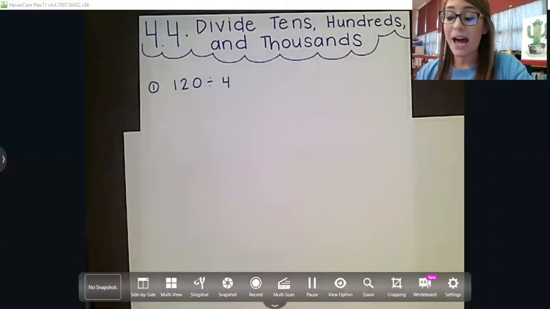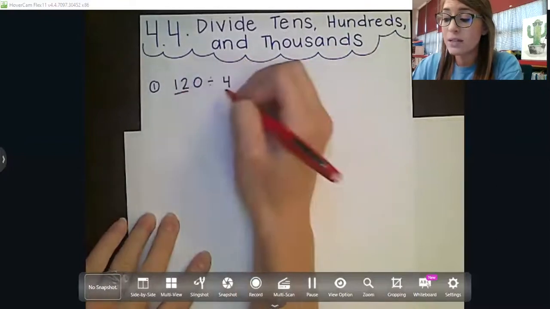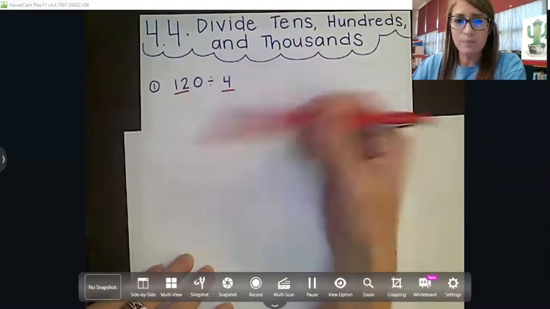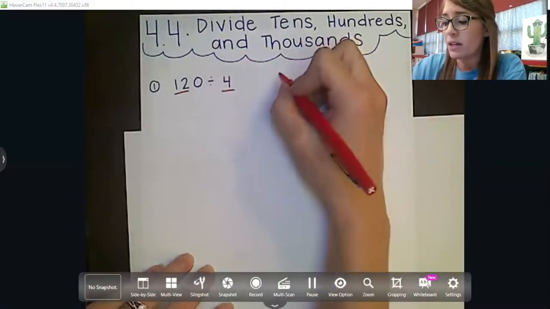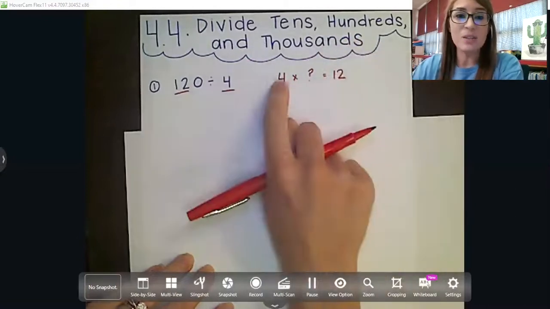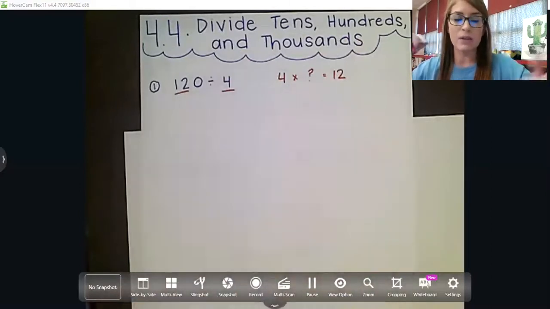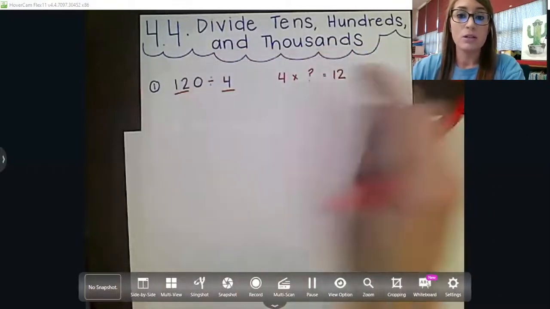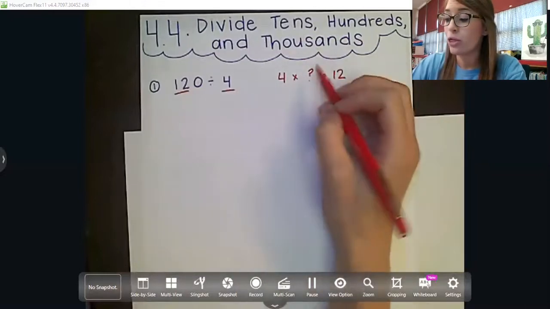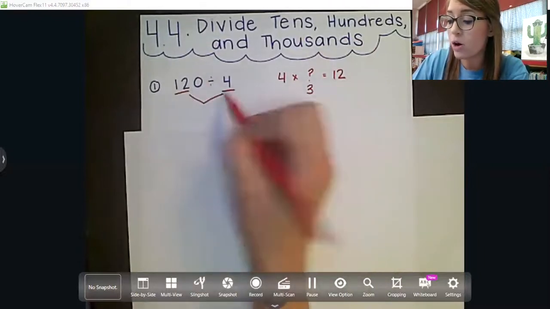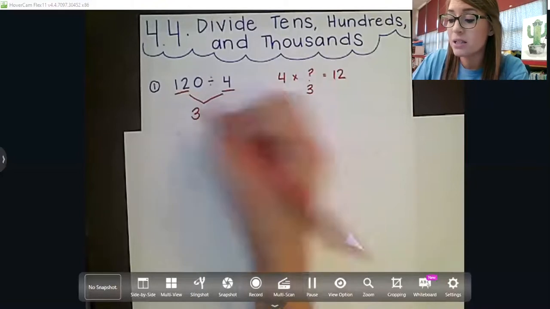So the basic fact that I see is 12 divided by 4. Now, when you're doing basic facts with division, you kind of have to think of it like this. 4 times what gives me 12? And that's a way to help you figure that out with those division facts if your brain's not quite there thinking that way yet. You can think of it as 4 times what is going to give me 12. So when I look at it, 4 times 3 is going to give me that 12. So 12 divided by 4 is 3.